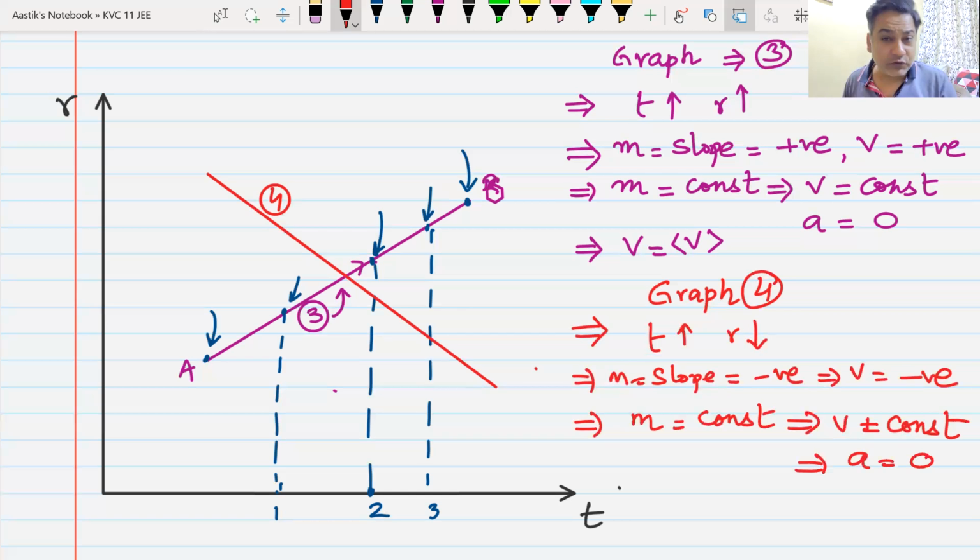Are we getting this? If I find the average velocity and the instantaneous velocity, will they come same or not? These are the things that you must remember. Note it down.